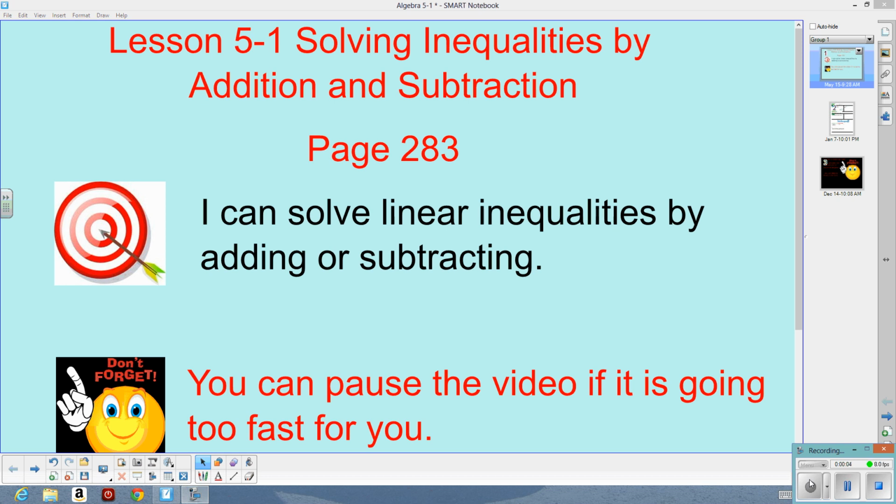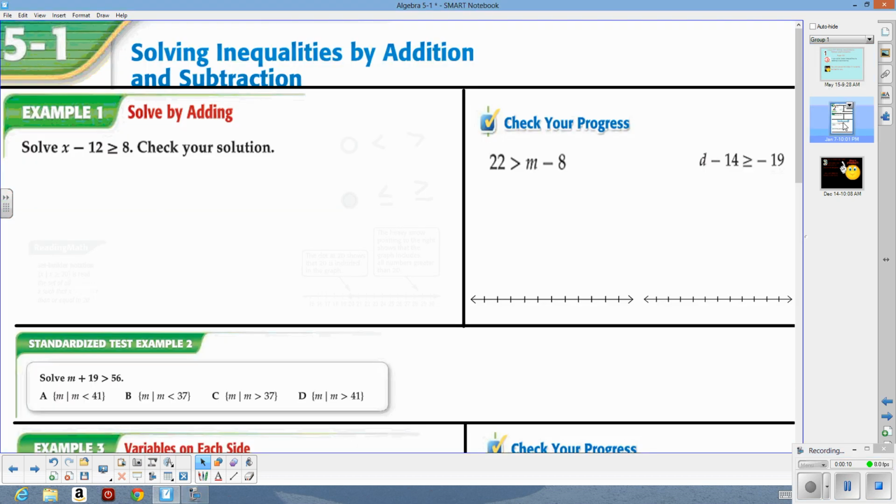In Lesson 5.1, you will be solving linear inequalities by adding or subtracting. Solving inequalities is very similar to solving equations. The difference is in the end, you'll have a solution that involves an inequality symbol. First example is solve x minus 12 is greater than or equal to 8. Check your solution.